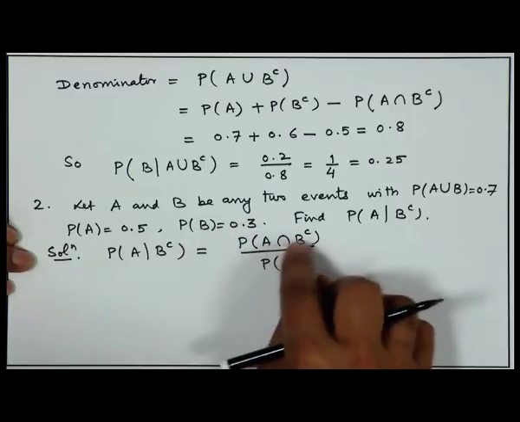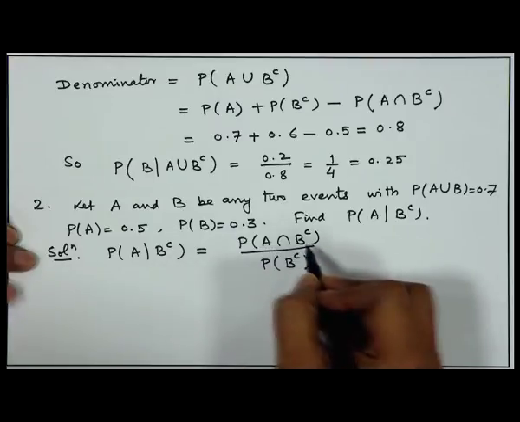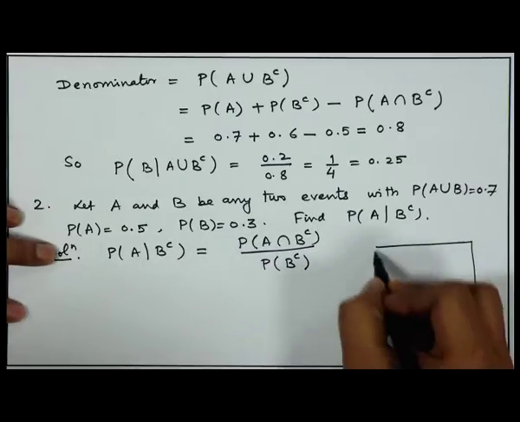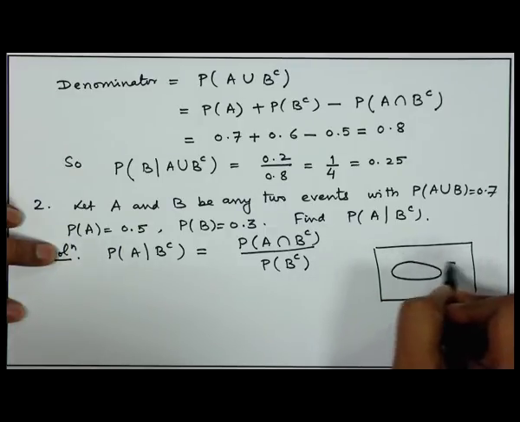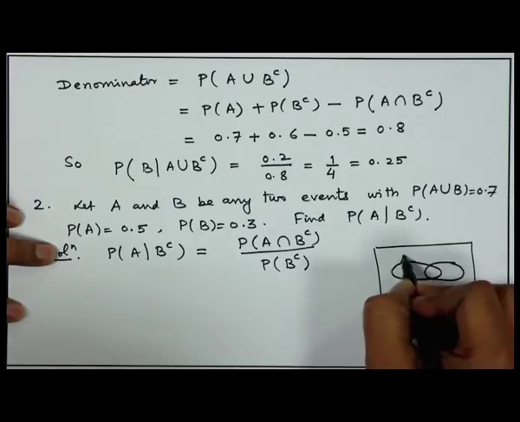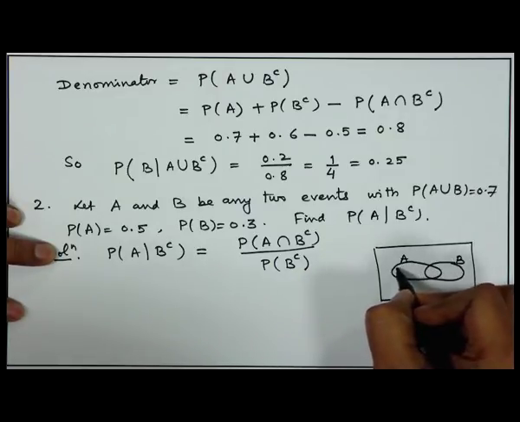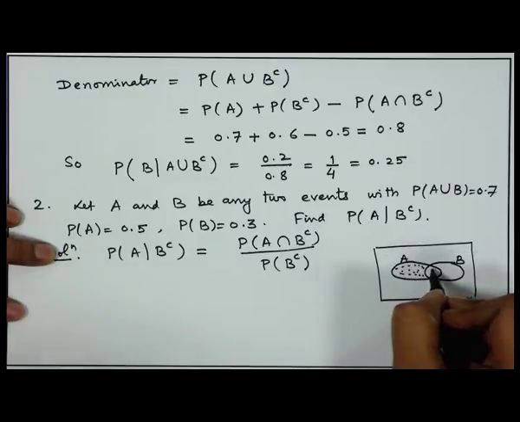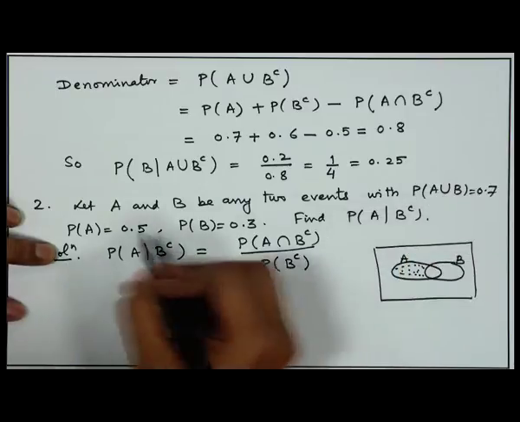Let us look at this numerator here. Now, the numerator is the probability of A intersection B complement. Again through a Venn diagram we can easily understand. If this event is A, this event is B, then A intersection B complement is this part, which is actually A minus B. We are given A union B, A and B.